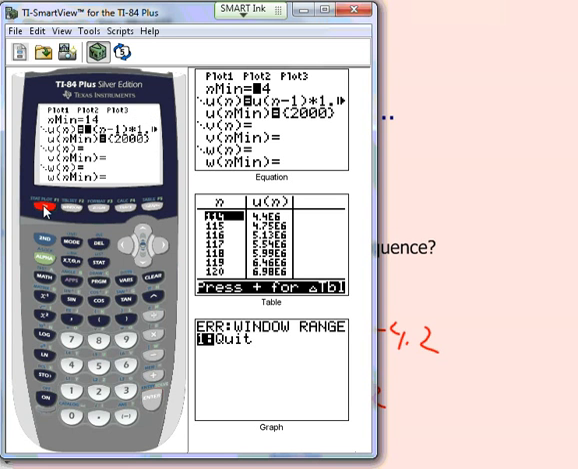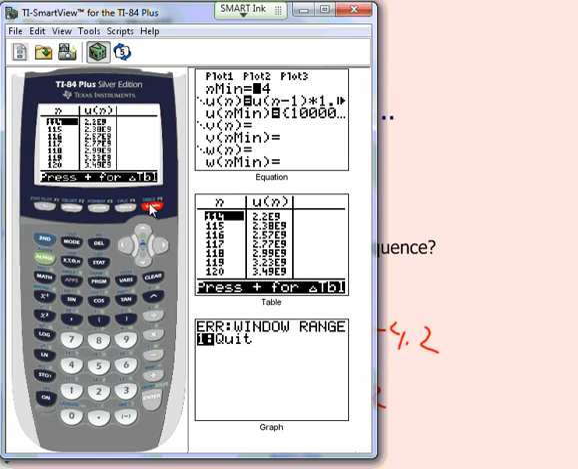I'd like you to go to Y equals, and I'd like you to go down here and change this 2,000 to 1 million. And let's see now at the U of 114. Again, that's assuming a 14-year-old was given the money right now and had to wait 100 years to cash it in. Some of you might live to 114.